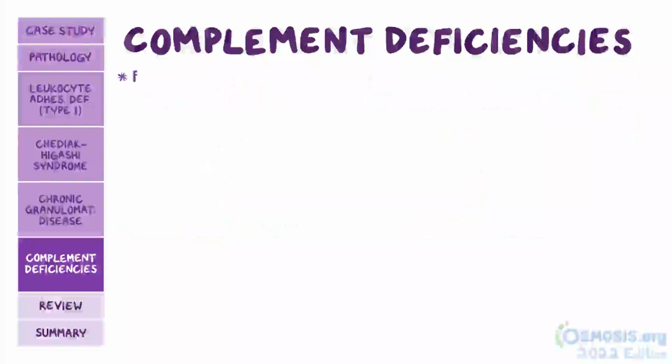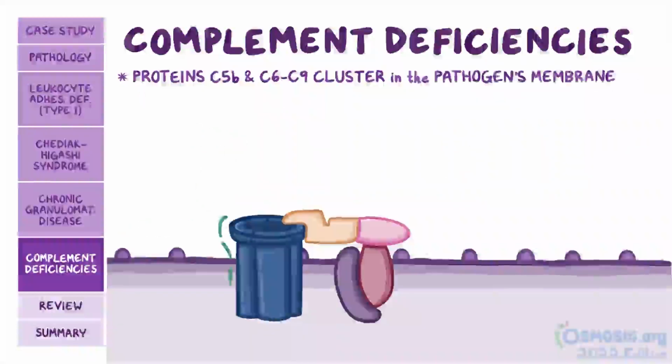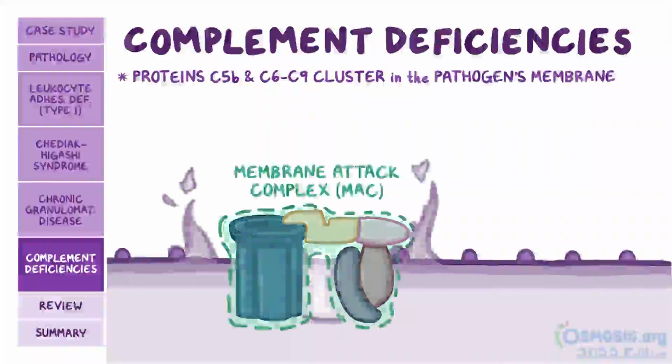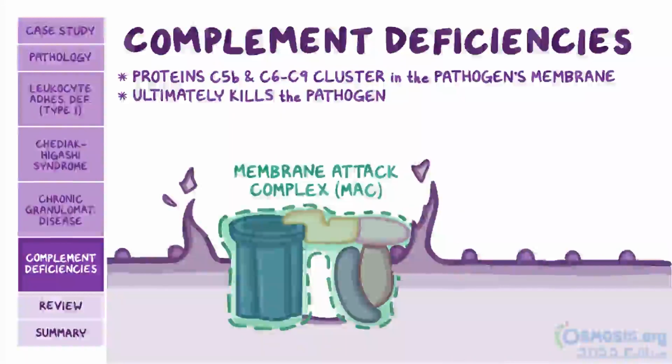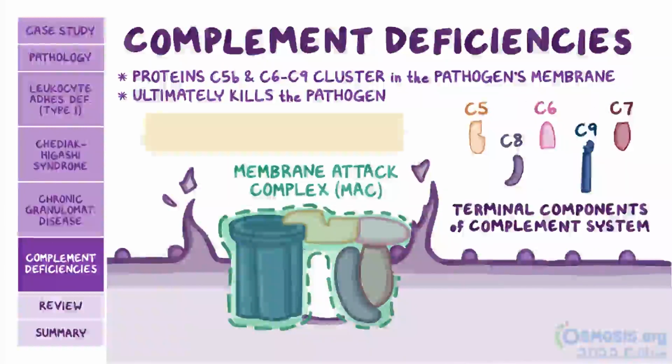And third, proteins C5b and C6 to C9 cluster in the pathogen's membrane and form the membrane attack complex, or MAC, which creates a hole in the membrane and ultimately kills the pathogen. And so, C5 to C9 are called the terminal components of the complement system. For your tests, keep in mind that the formation of the MAC complex is especially useful against Neisseria meningitidis and gonorrhoeae.